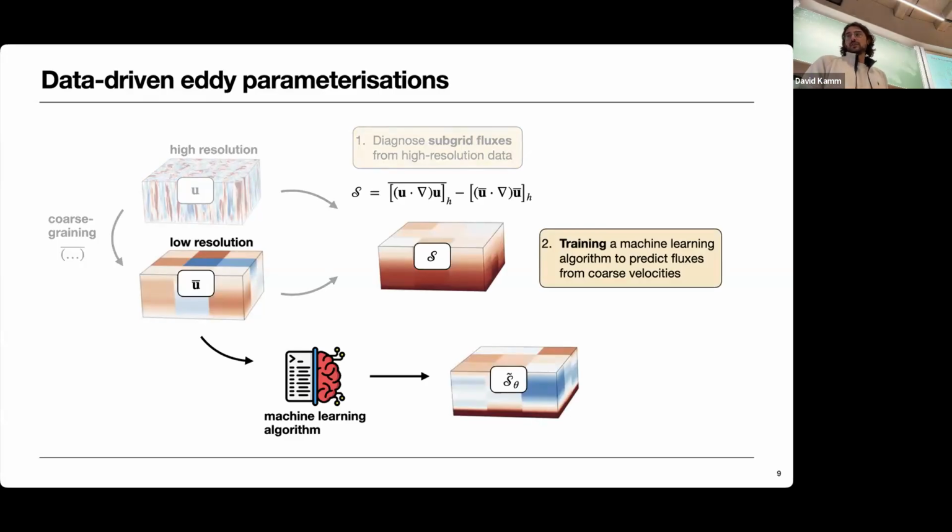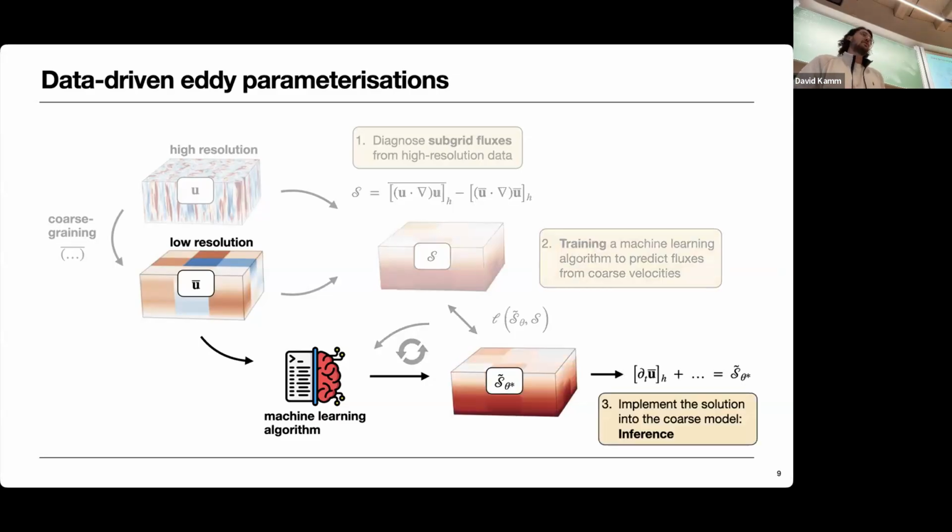And so these machine learning algorithms, they make predictions. They can be very bad predictions, but then you can define the loss function. You can iteratively train them on more and more data to make better and better predictions. And once you're happy with the predictions, you can plug them back in the coarse ocean model and hope that the coarse ocean model behaves similarly to the high-resolution models where eddies are explicitly resolved. This concludes the introduction.